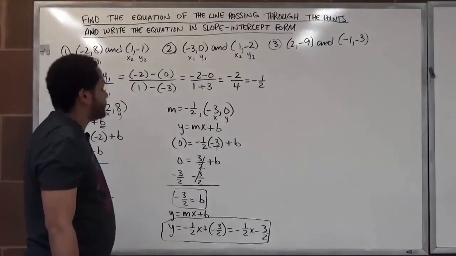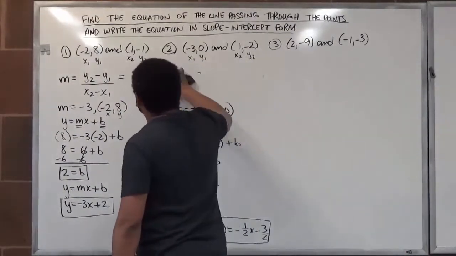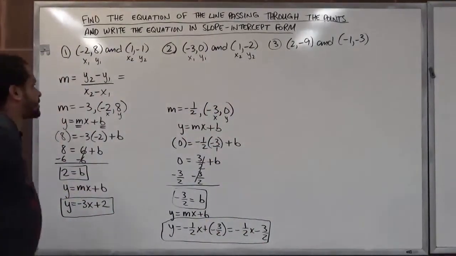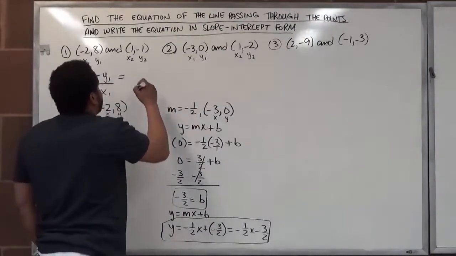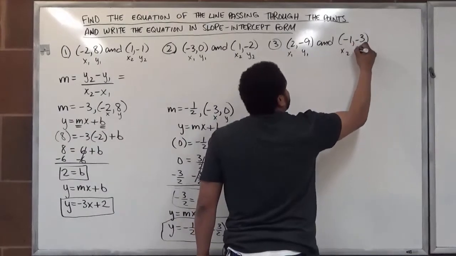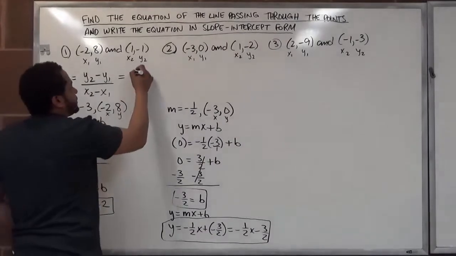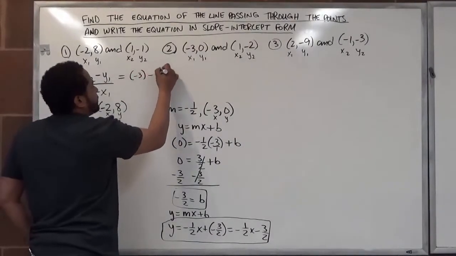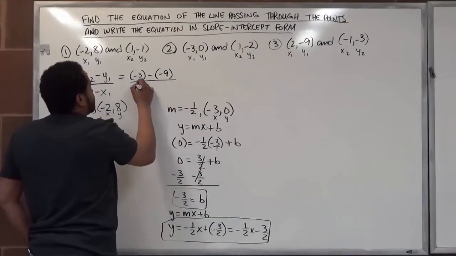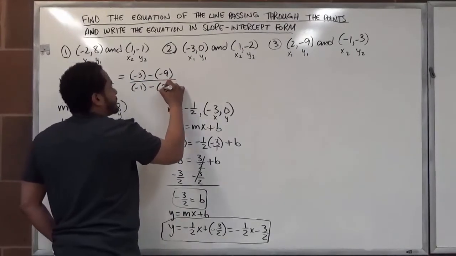Moving on to the third. Let's erase what we have here for the slope equation and start over from scratch. Let's get the slope first, then use one of the points to get our equation of the slope-intercept form. So here we have our x1, y1, x2, y2. Now, what we have for y2 is a negative 3 minus our y1 is negative 9 over our x2 is negative 1 minus our x1 is positive 2.